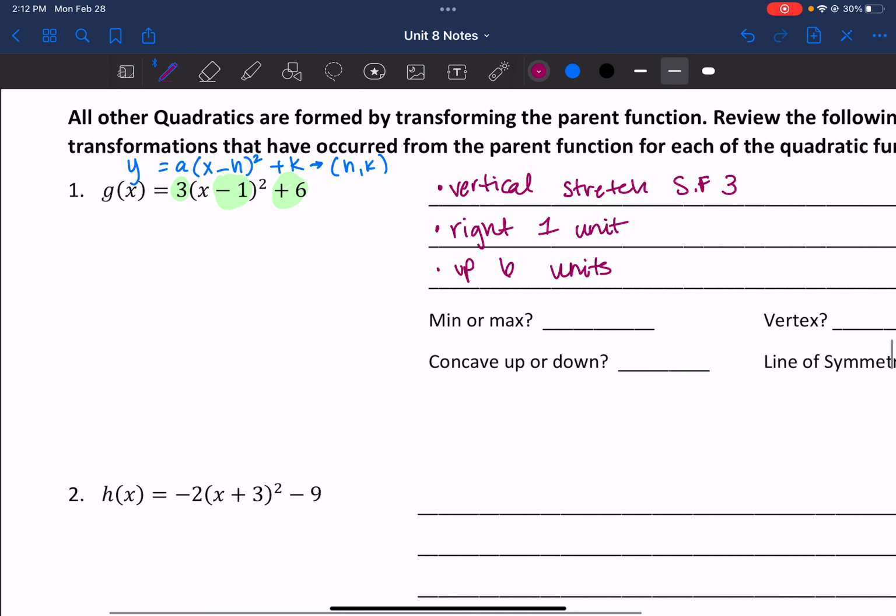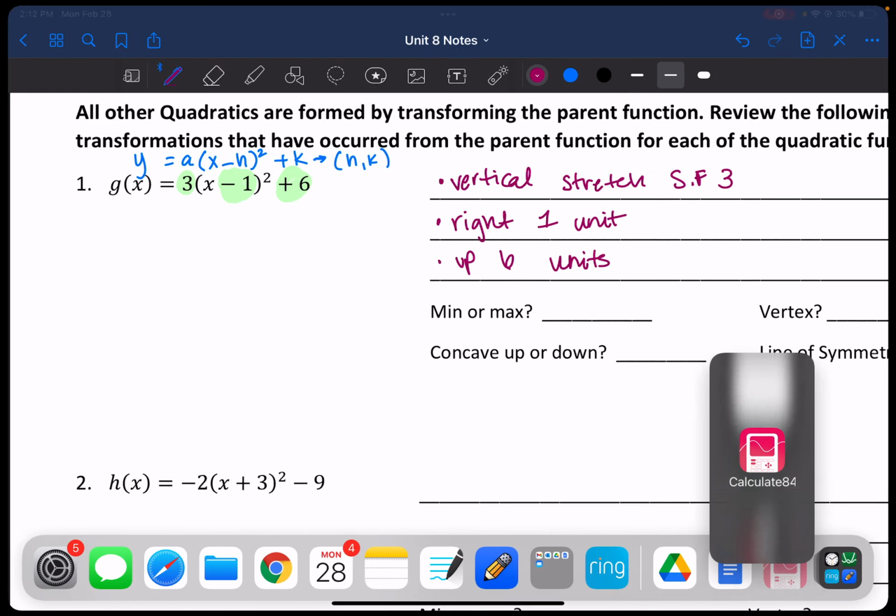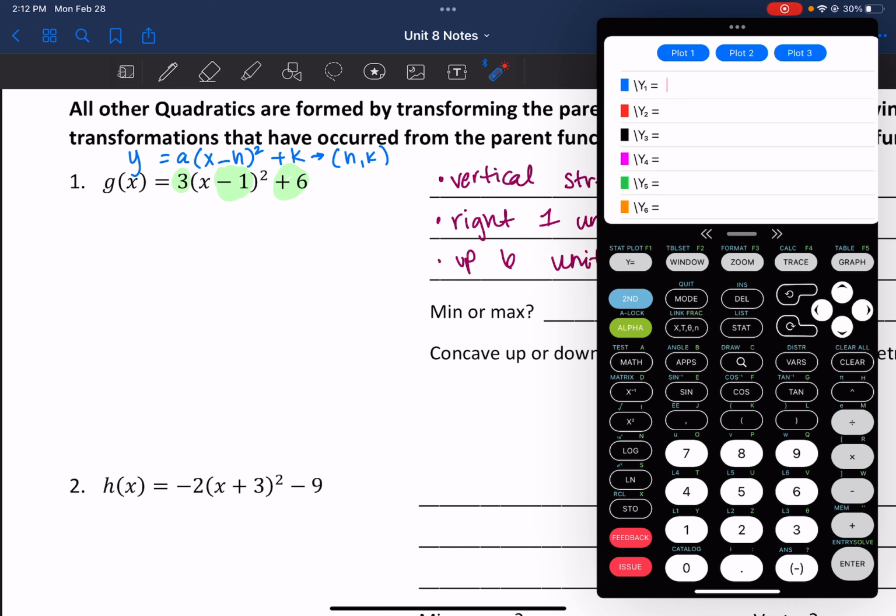Now, how would I fill out this? Max, min, concave up, down, vertex, and line of symmetry. With this first one, I'm just going to graph it in the calculator so you see how we find all of that. So let's pull up my calculator. Bam. Okay, the first thing I would do is go to y equals. Y equals is right here. Hit enter. Then we type this in exactly how it is: 3, parentheses, x minus 1, close that, square it, plus 6. After you have that, we hit graph.